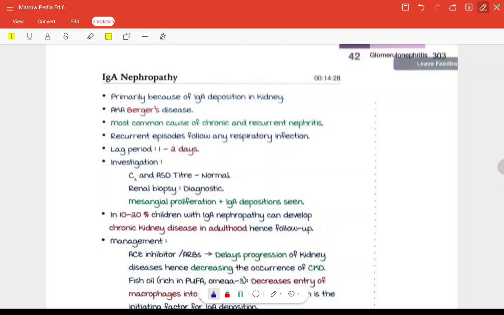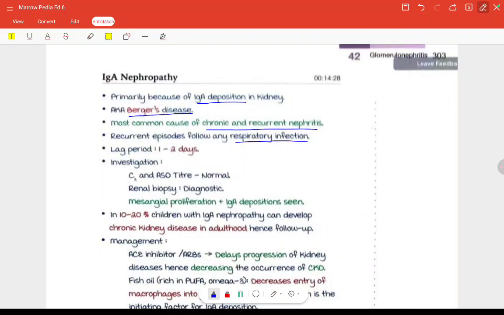Primarily because of IgA deposition in the kidney. Okay, IgA deposition is there, also known as Berger's disease. It is the most common cause of chronic and recurrent nephritis. Recurrent episodes follow any respiratory infection.